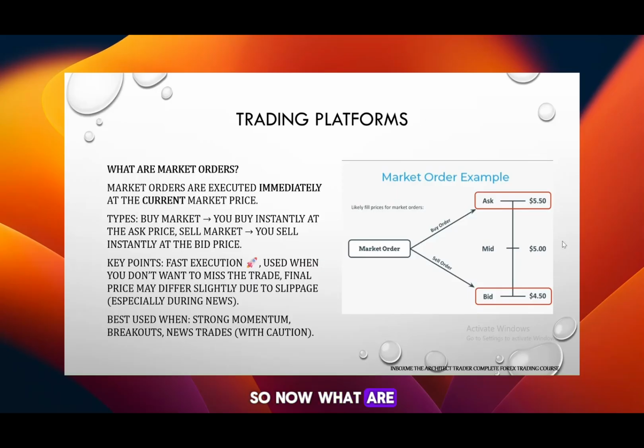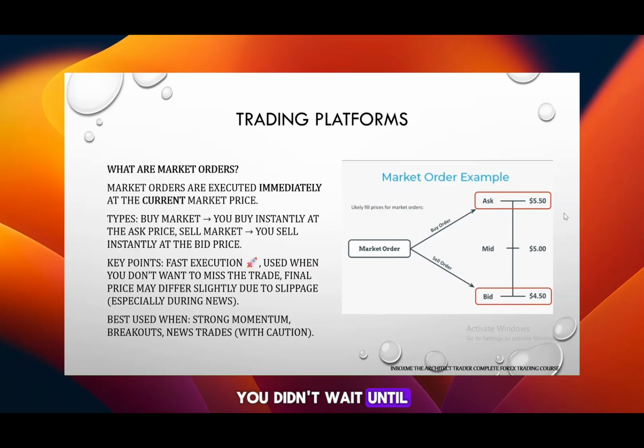So now, what are market orders? Market orders are executed immediately at the current market price. That's what are called market orders, right? So let's say you wanted to buy something worth 150 naira. You bought it at 150 naira. That's called a market order.